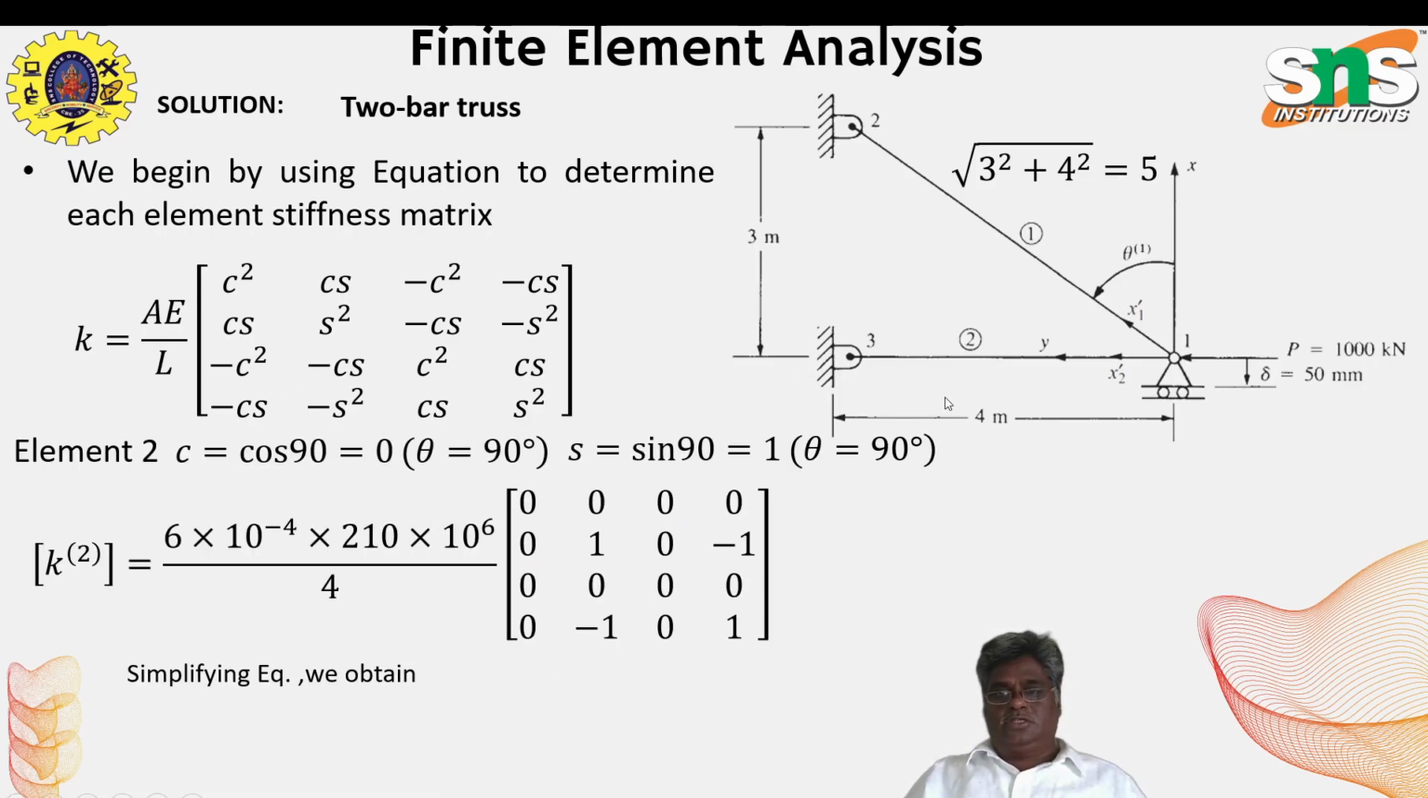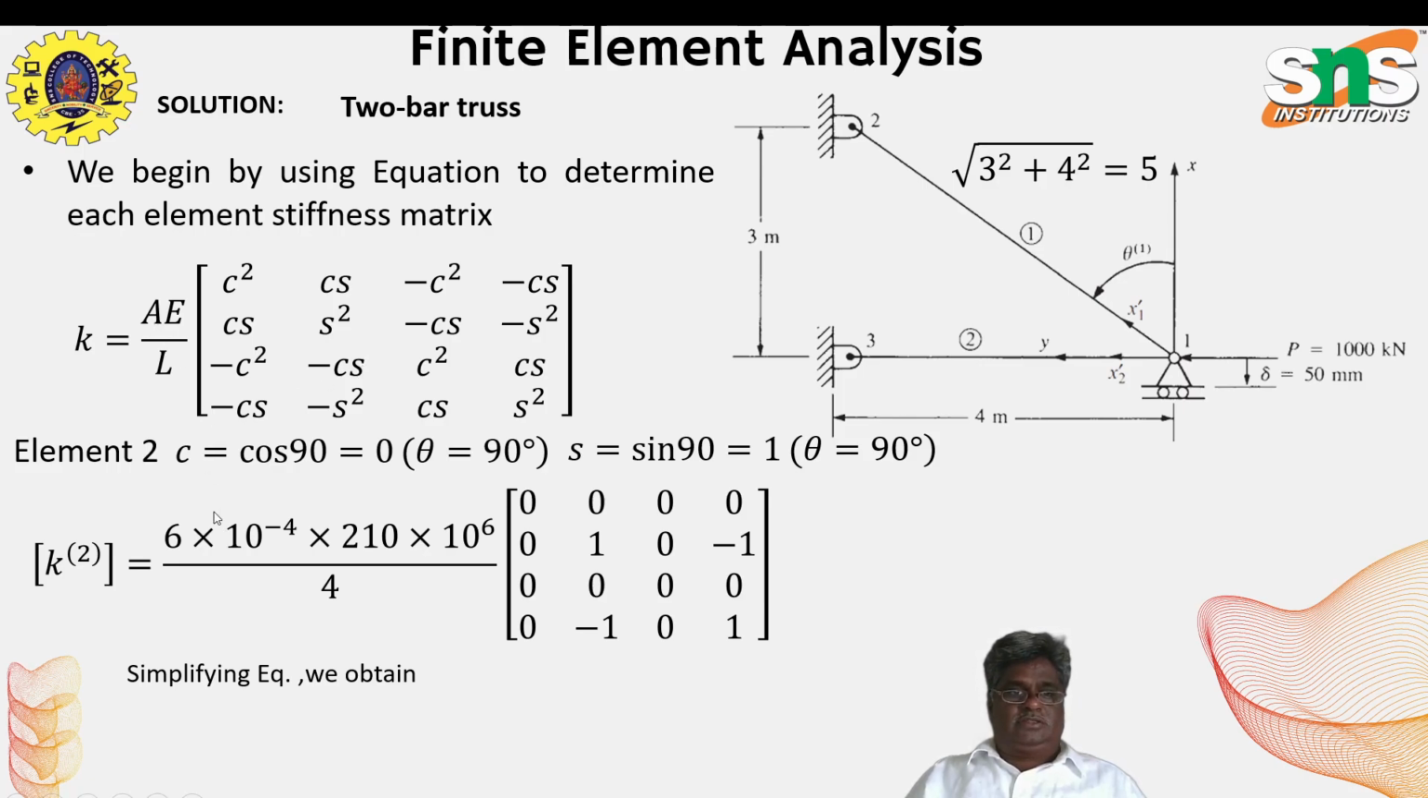Element 2 is connected with nodal points 1 and 3. Based on this orientation, the theta value is 90 degree. So for element 2, C is cos 90 degree, so 0. S equal to sin 90. Substitute the values in the stiffness matrix for element 2.